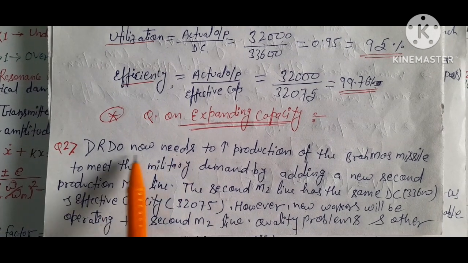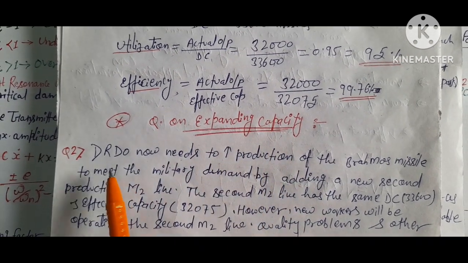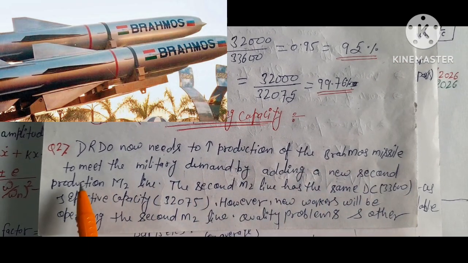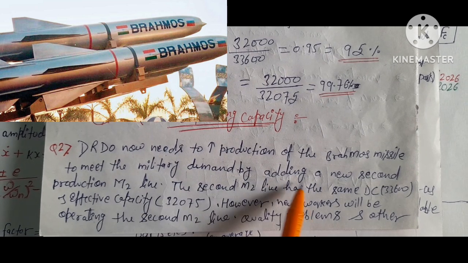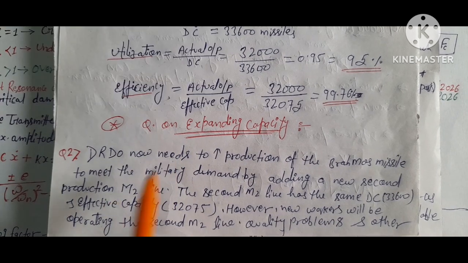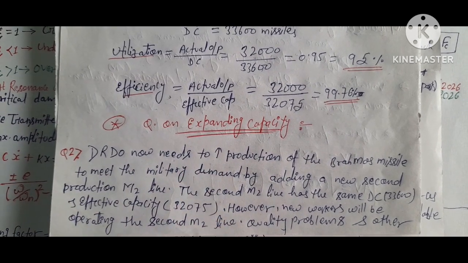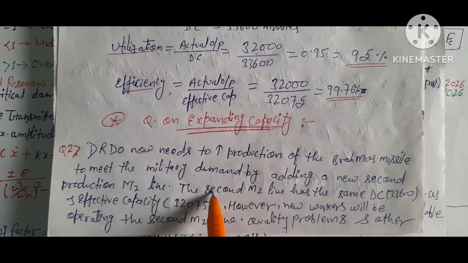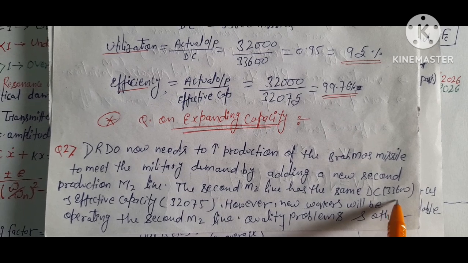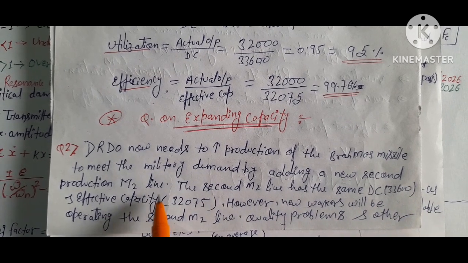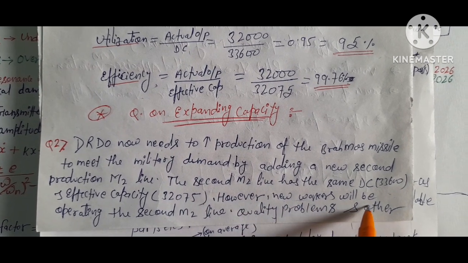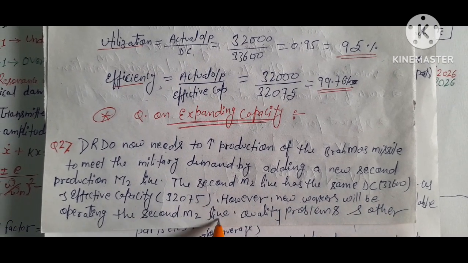The second question is based on expanding capacity. It means DRDO now needs to increase production of the BrahMos cruise missile to meet the military demand by adding a new second production M2 line. Instead of only the M1 line, an M2 line is also added to produce more BrahMos missiles. The second M2 line has the same design capacity of 33,600 missiles and effective capacity of 32,075 missiles. However, new workers will operate the second M2 line.